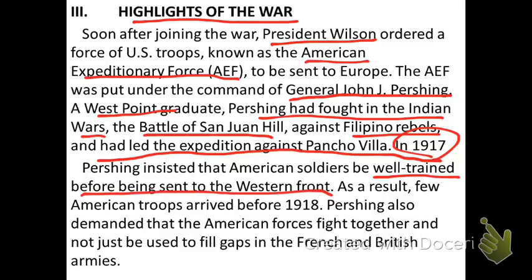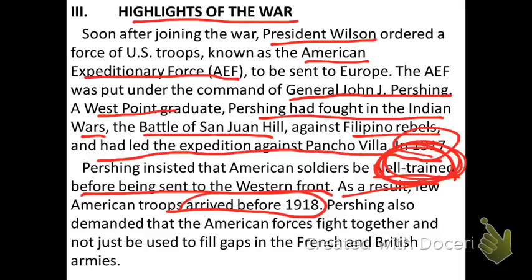This was something he believed in, that the soldiers be well trained, well equipped, properly prepared before going to combat. And because of this, the American forces themselves lost fewer men. The better trained, the better equipped you are, the more likely you are to survive any type of combat situation. So as a result of this, being better trained, spending the time and the money to train our men, American troops arrived before 1918.